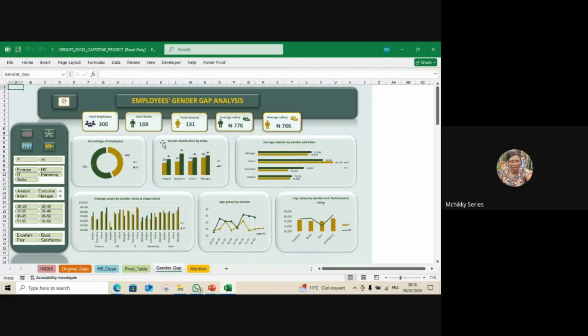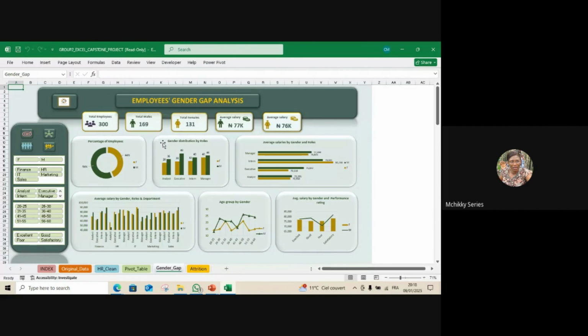We have 300 employees. After the cleaning, 203 rows, we are taking down to 300. So we have 300 employees, and the total of male is 169, total of female is 131. The average salary for male is 77,000 naira, and the average salary for women is 76,000 naira.